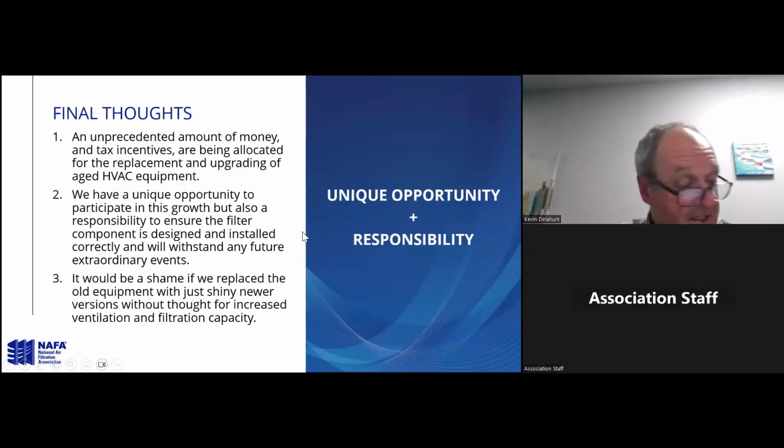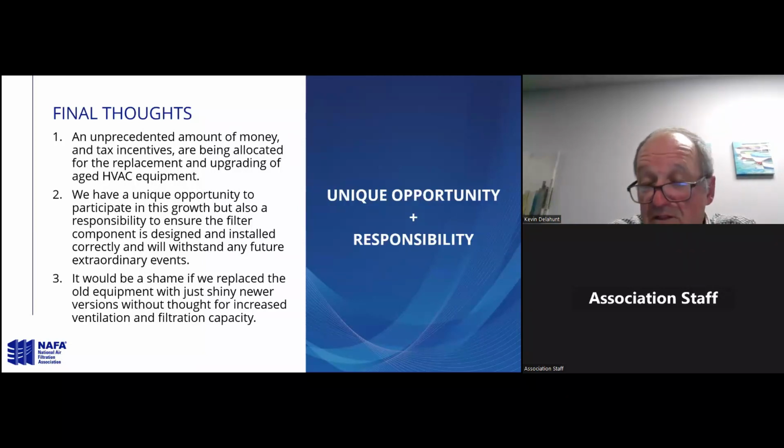And my final thoughts, and I give this one every time I'm talking commercially also, is that, and again, it's pandemic driven in some regards, but an unprecedented amount of money is being set aside for upgrading equipment, schools especially, commercial buildings, and even residential properties. And as an industry, we have a unique opportunity to participate in this growth, but also a responsibility to ensure the filter component is designed and installed correctly and will withstand any future extraordinary events.